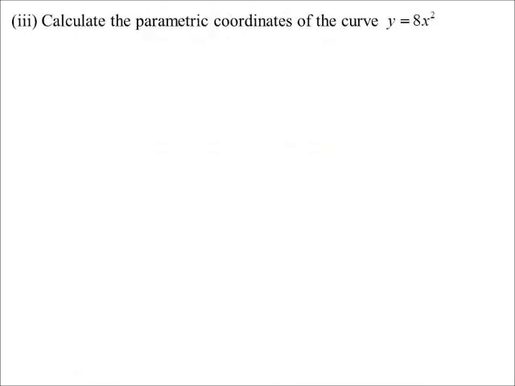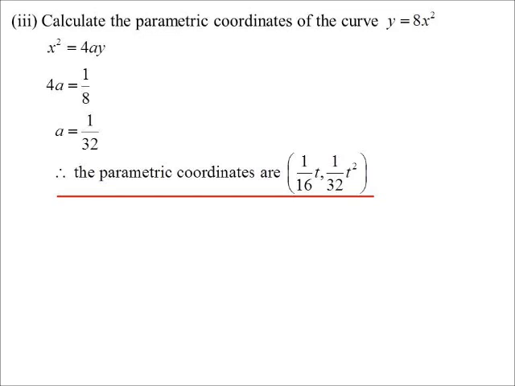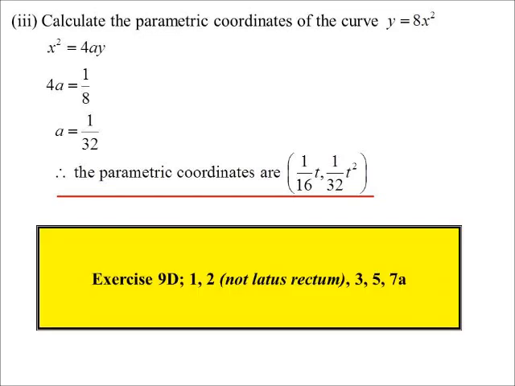Now we're going to work out the parametric coordinates for y equals 8x squared. Remember, it's x squared equals 4ay, so don't think 4a is 8. 4a would actually be 1/8, so a is 1 on 32. So I could create parametrics where it's 2at, so 2 times 1 on 32 is 1 on 16. The x coordinate would be 1 on 16 t. The y one, at squared, so 1 on 32 t squared. That would be the parametrics. So there's a little one to start off with.